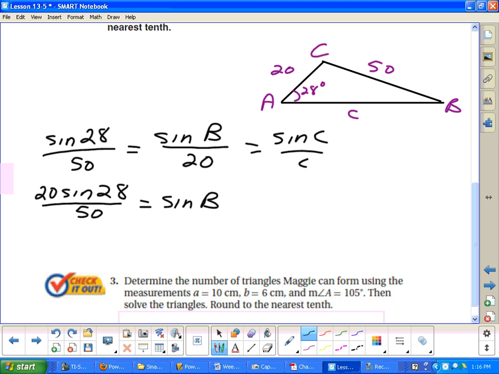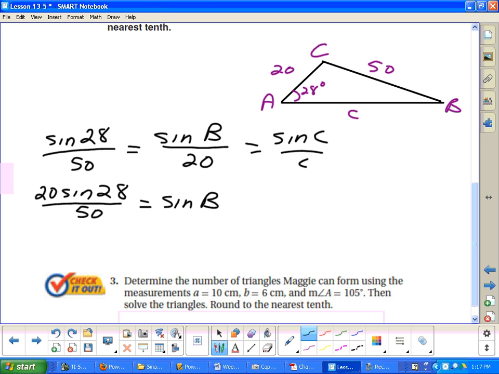Now we're trying to find the angle, right? What did we learn in the last couple lessons about when we're trying to find an angle? What do we have to do? If we know the angle, we say sine of that angle. If I'm trying to find an angle, we do the inverse sine of that.